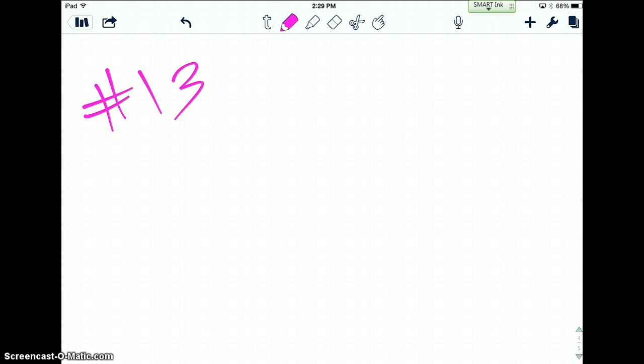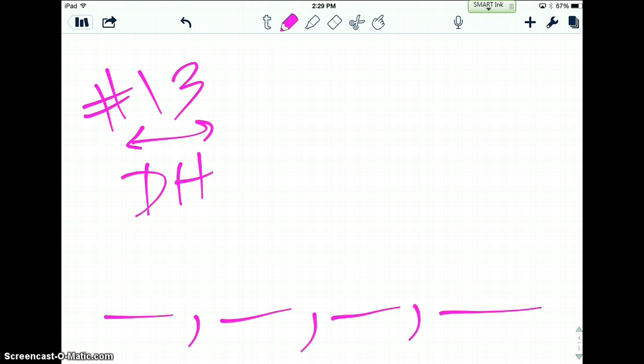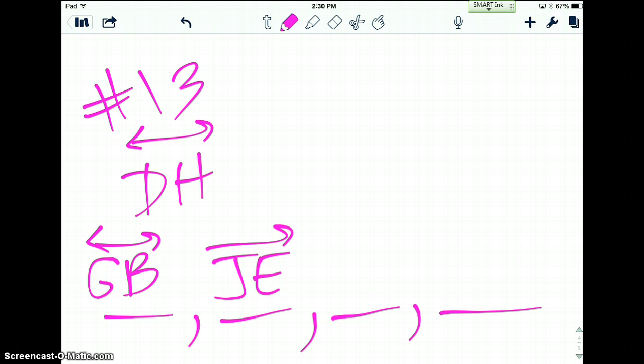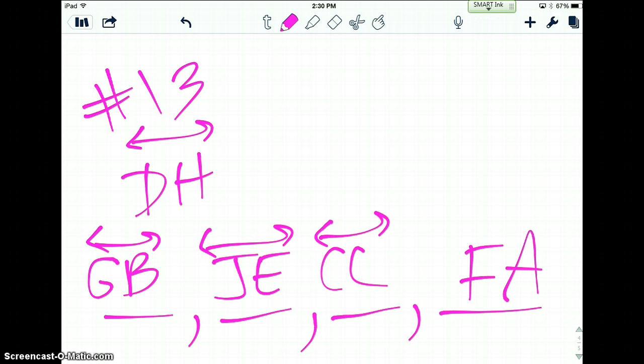All right, number 13. All lines that are parallel to DH, line DH. Again, pause the video if needed, but I'll give you a hint in that there should be 4 lines this time. 4 lines that are parallel to line DH. Okay, I'm going to start it, so if you don't have them yet, pause the video. The parallel lines would be line GB, line JE, line CL, and line FA. Those are all the lines that are parallel to DH.